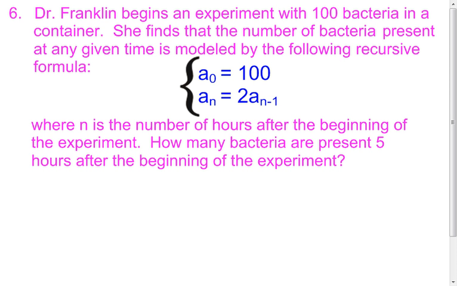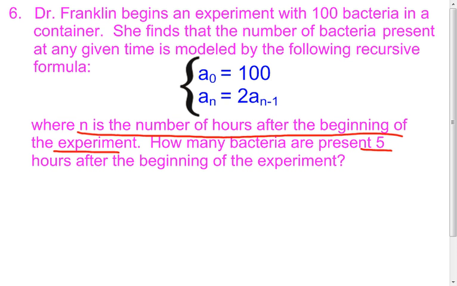So I am telling you in this case that A0 is 100. If you read through there, it talks about starting with 100 bacteria in a container, and they're finding the number of bacteria present at any given time using this formula. And this is key to pay attention to. N is the number of hours after the beginning of the experiment. So I know at the beginning of the experiment there's 100 bacteria. And then I want to know after 1 hour, after 2 hours, after 3 hours, what's happening. Okay? So my question in this case is how many bacteria are present after 5 hours of the experiment.